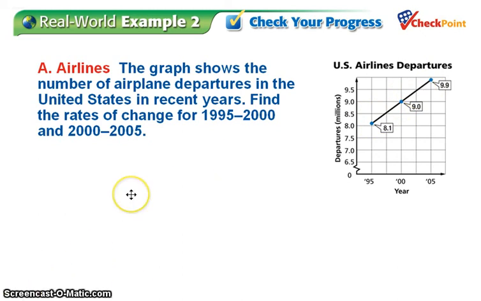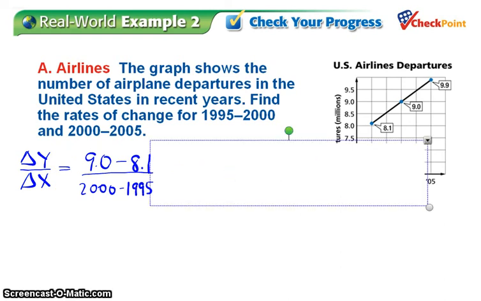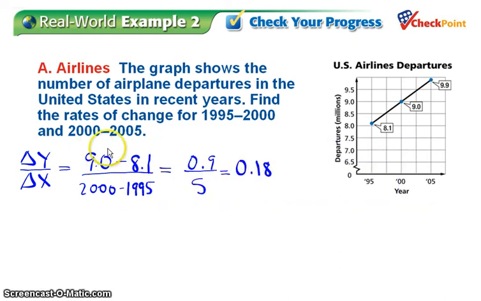All right, let's see how you did. We're going to find the rate of change from 1995 to 2000. So what I've done, this is a triangle and it's a delta. It means change. So your change in Y over your change in X. We're going 9.0 minus 8.1 from 2000 minus 1995.